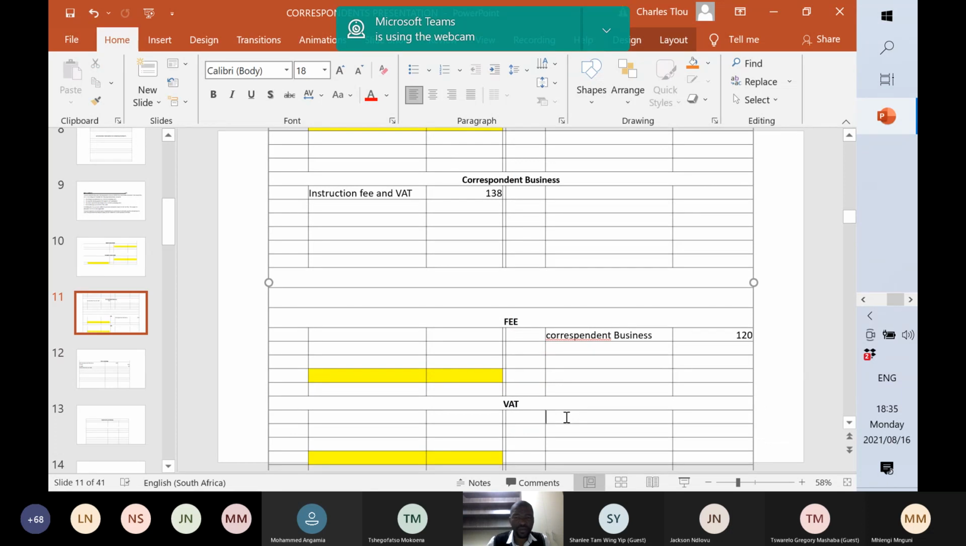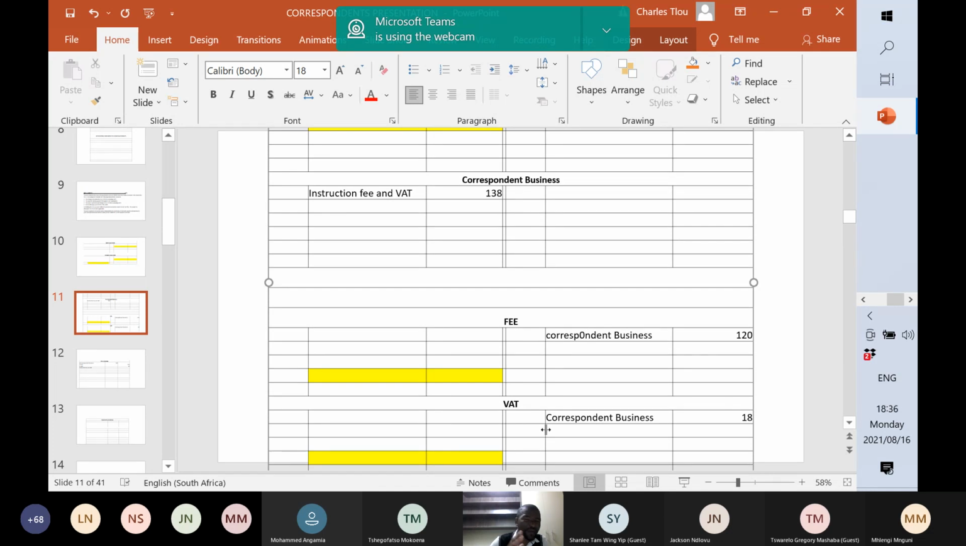And then again, correspondent business, you credit here at 18 rands. That is how you record that fee and VAT. You simply debit correspondent business 138, which is the fee of 120 plus 18 rand VAT, and then you credit fee 120, and then you credit VAT at 18 rand. So that is how you record that transaction there.